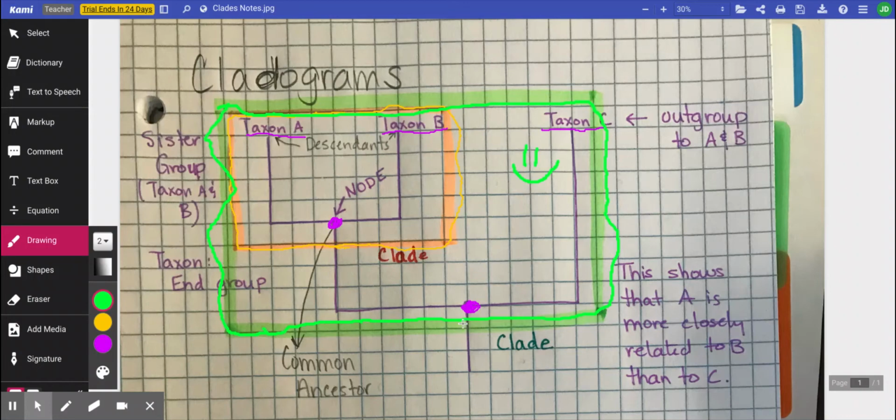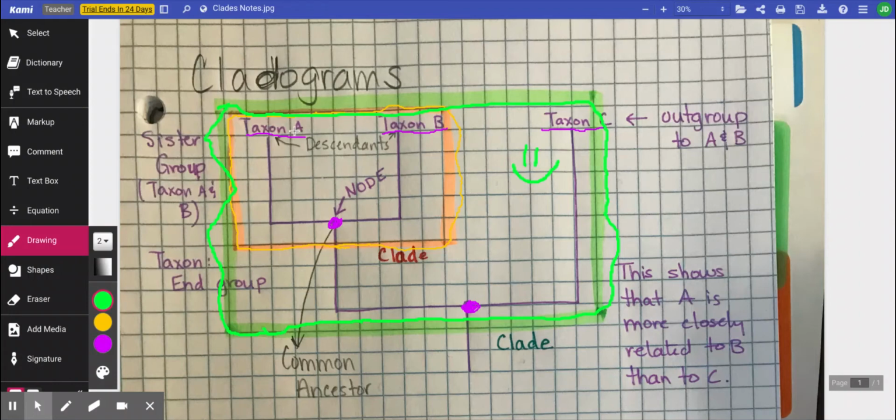Or you might go to a Thanksgiving where it's your grandparents and everybody that descends from them. So you're going to be able to define what these clades or what these groups are. Let's talk about a few more things in here, though.